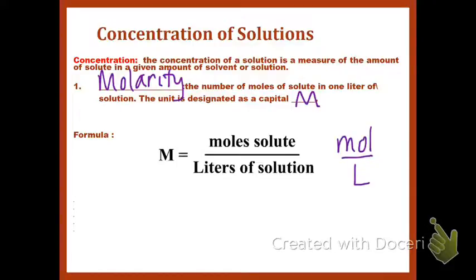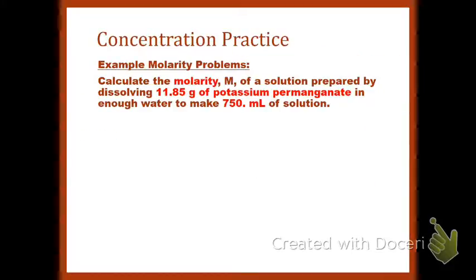So we'll do a couple of sample problems. First one is calculate the molarity of a solution prepared by dissolving 11.85 grams of potassium permanganate in enough water to make 750 milliliters of solution. So first thing we need to know is how do I write the formula of potassium permanganate? Does anybody remember? KMnO4.